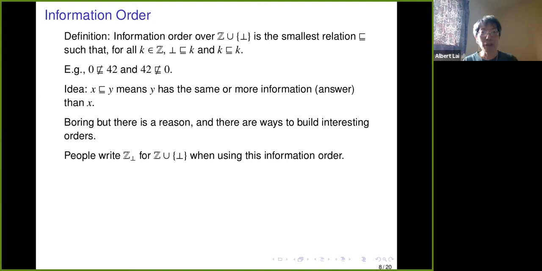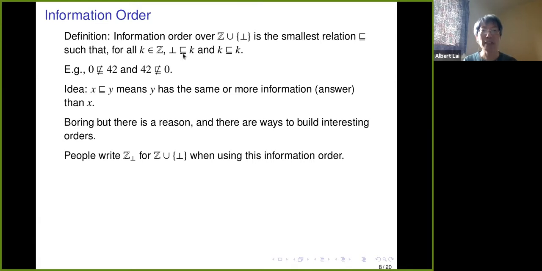Okay, so the one specific order I will need today is what people call the information order, for those sets where you have a lot of values, but you also add a bottom to say that sometimes a certain function gives you no answer, so it is undefined. So this information order, at least for this case, has two kinds of things we want to be true. Bottom should be less than or equal to k, and of course we understand that bottom is not equal to any of the integers.